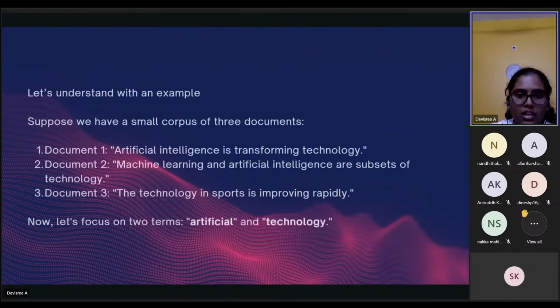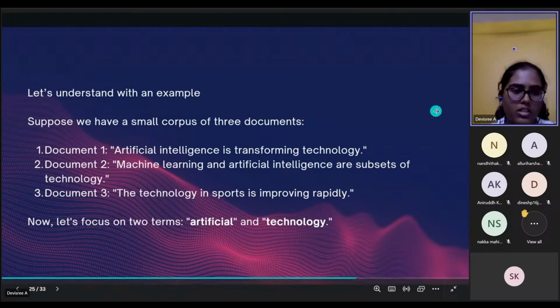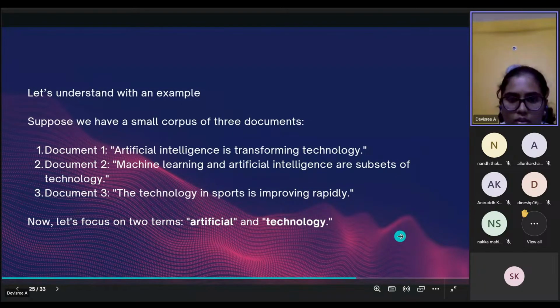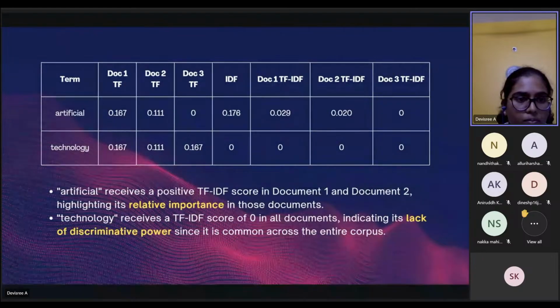Okay, so let's take an example for better understanding of this. Let's say we have a corpus of three small documents. Document 1, the text is: artificial intelligence is transforming technology. Document 2 is: machine learning and artificial intelligence are subsets of technology. Document 3 is: the technology in sports is improving rapidly. So now let's focus on the two terms, artificial and technology. Let's calculate the TF-IDF scores for artificial and technology.